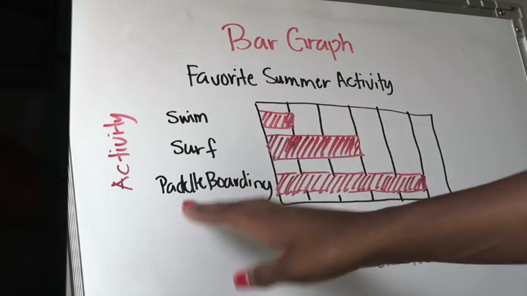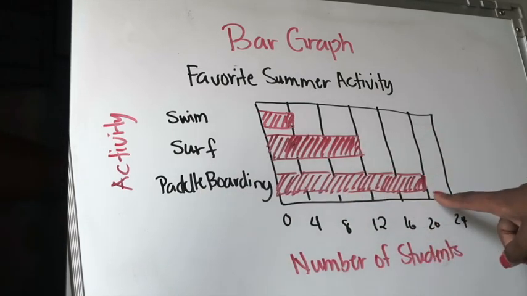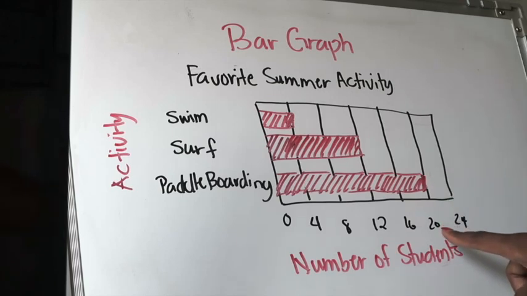And then the last one, paddleboarding. Look across, the bar stops at 20. So that tells me 20 students chose paddleboarding. So again, remember, picture graphs and bar graphs are great to use when you want to compare data.